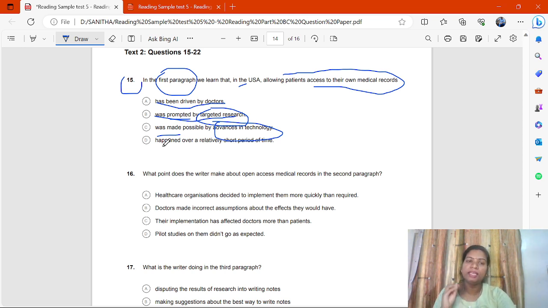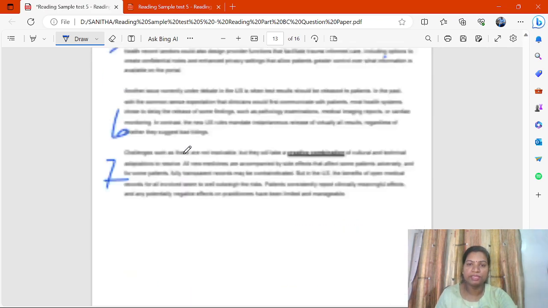When you read the third option, maybe you will get electronic recording system and get confused, thinking maybe this is advances in technology. So was made possible by advances, you will get confused about option C. If you get confused, you have to make a query there. Then you come to option 4, happened over a relatively short period of time.